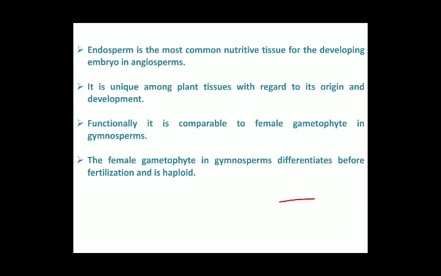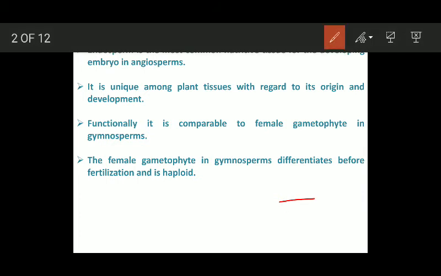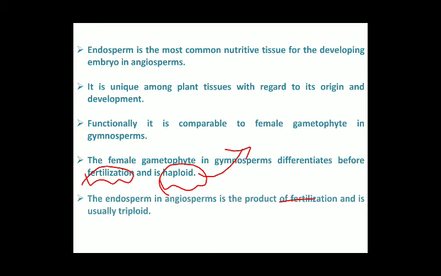The female gametophyte in gymnosperms differentiates before fertilization. Female gametophyte is formed before fertilization. You can say the nutritive tissue in gymnosperms differentiates before fertilization and is haploid. It is haploid. Remember this, it is very much important. The endosperm in angiosperms is, however, the product of fertilization and is usually triploid.